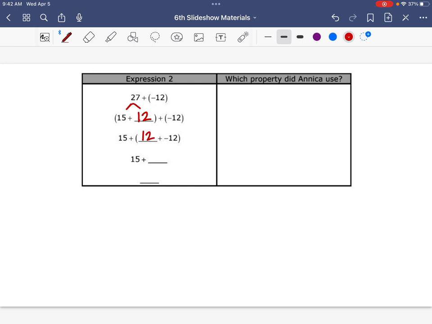This is called our associative property. We're just grouping different things, putting parentheses around it. And I see that 12 and my negative 12, I know that that will make 0. And so 15 plus 0 will be 15. So a big property that we used is we decomposed. We decomposed our numbers to be able to use this property.